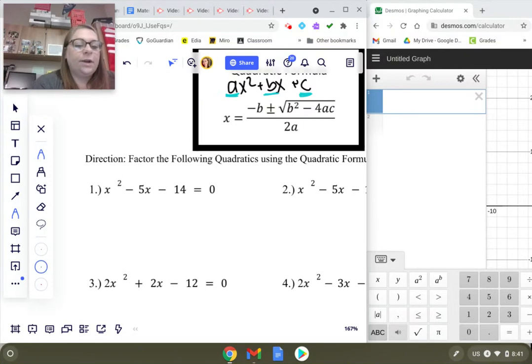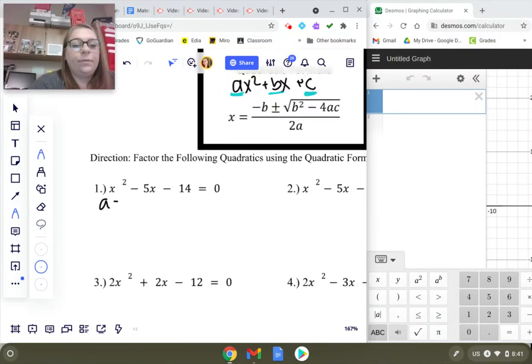Again, the first thing I want to do is find a, b, and c. A is the number in front of x squared. In this problem, it's 1. B is in front of x, so negative 5. And c is negative 14. So the minuses in front matter.